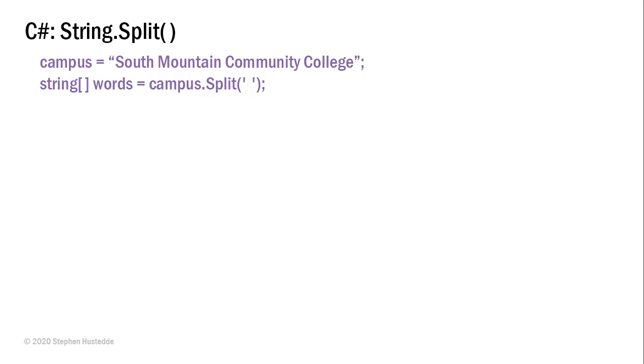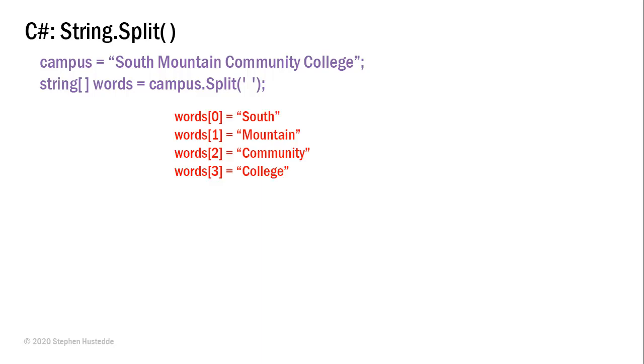And I want to separate that phrase into separate words. So I have a words array of type string, and it equals campus.split, and the argument that I'm sending to the split method is a space. Now that's a character, not a string. That's why I have single quotes. So it's a single quote, space, single quote. And the result of that then would be, in memory, I would have my words array, and element 0 would be South, element 1 would be Mountain, element 2 would be Community, and element 3 would be College. That delimiting character, in this case the space, is not included in that data.